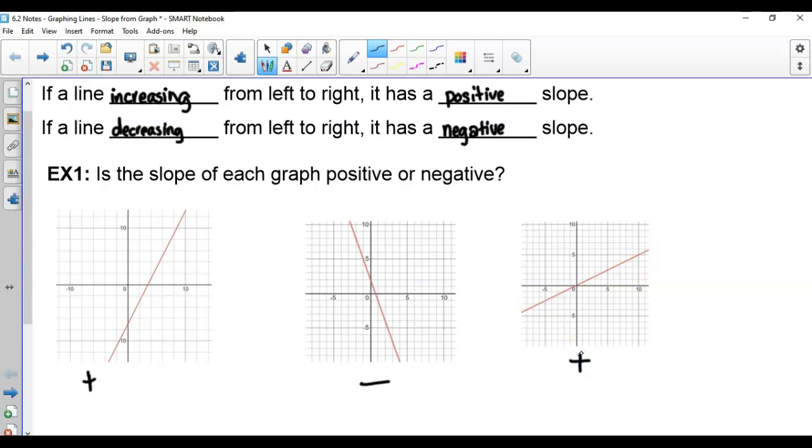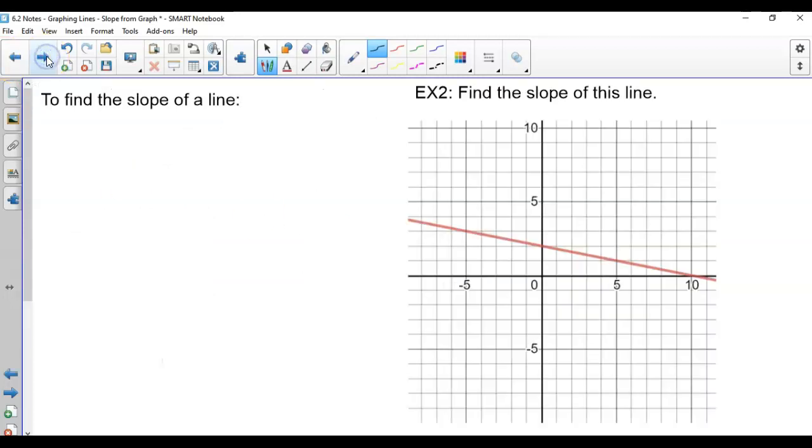This is really important because one of the biggest things that I find students have trouble with is making sure they have the sign on their slope correct. So let's look at how we find slope.